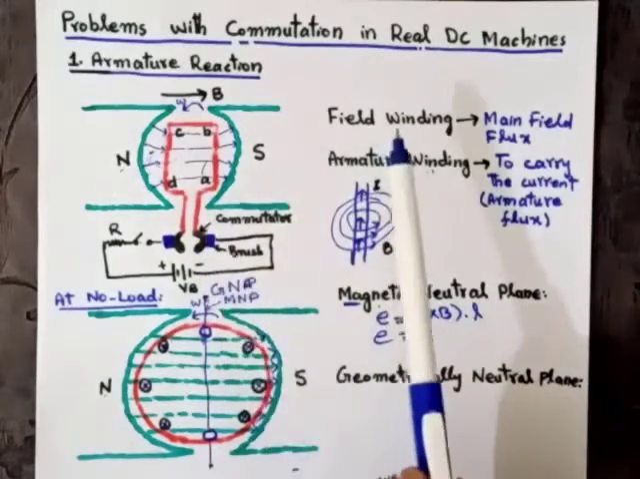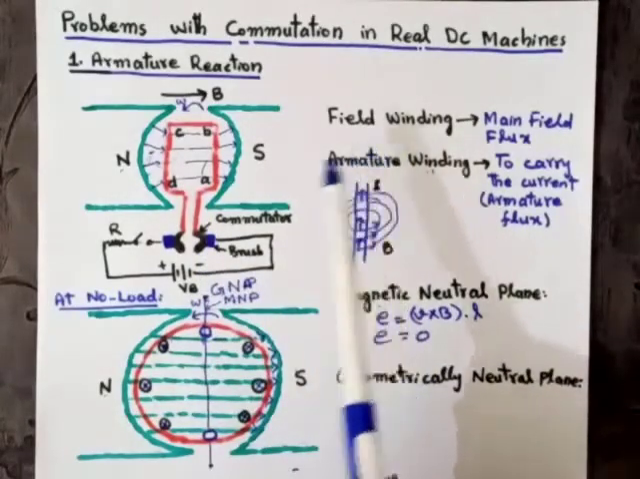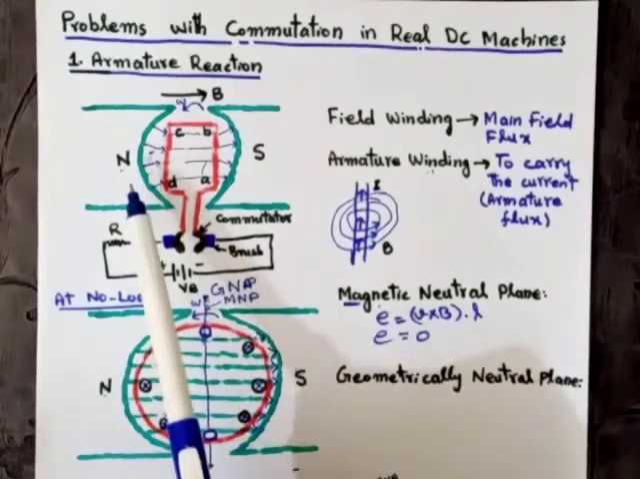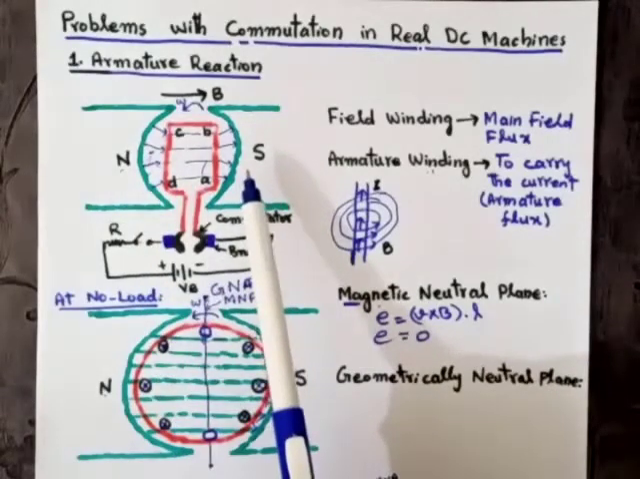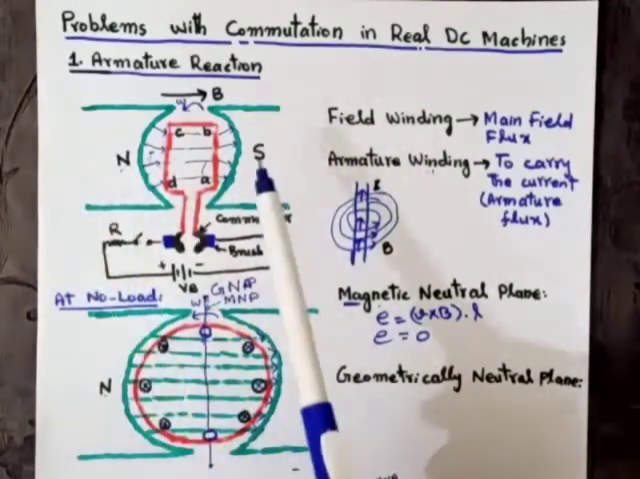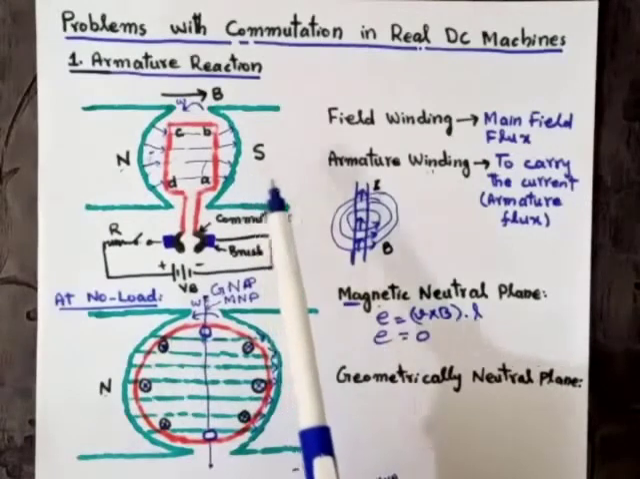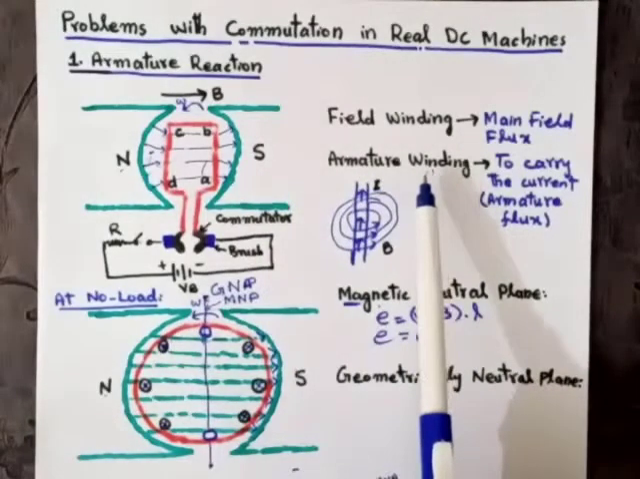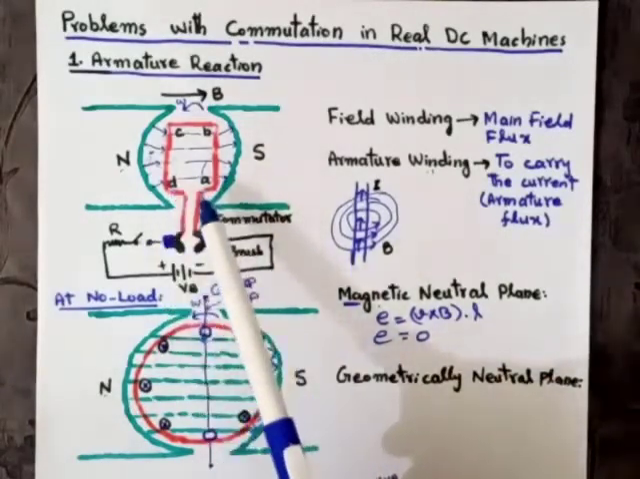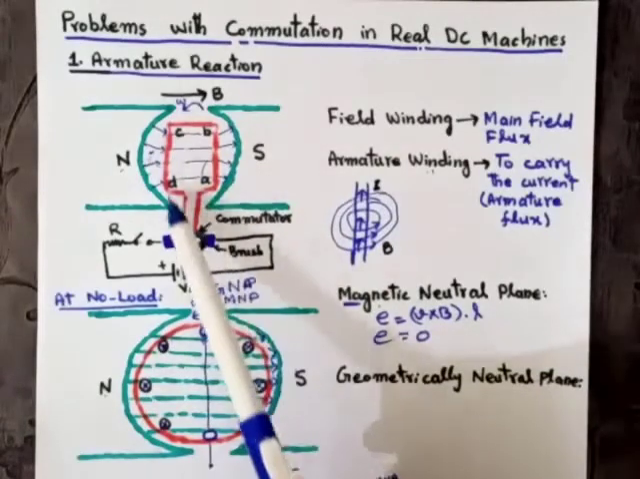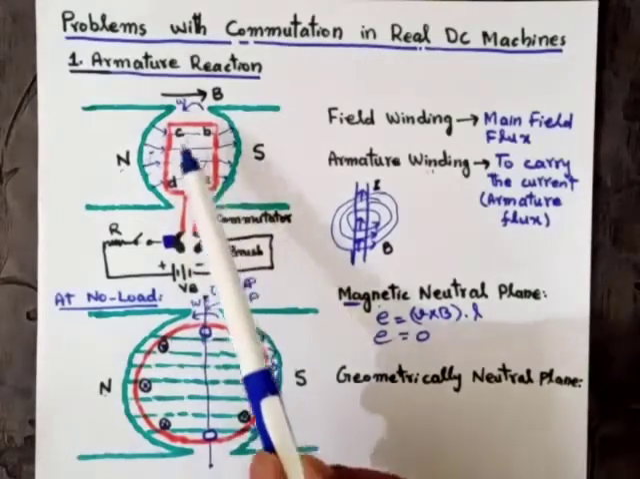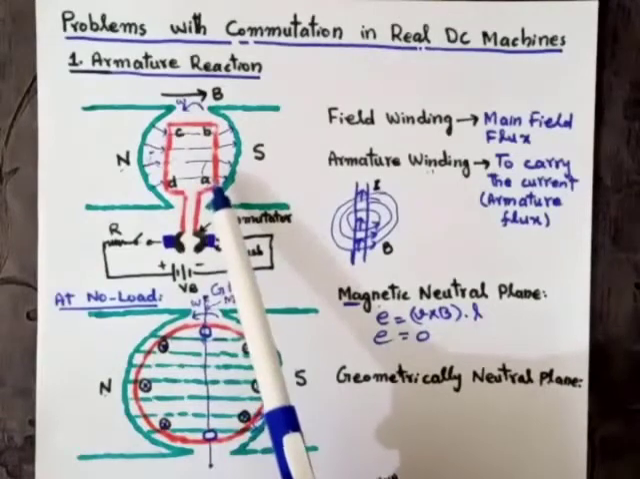So the purpose of the field winding in DC machines is to produce the main flux, that is, to produce the magnetic field from north to south. The field winding is used to produce the main field in the machine from north to south. And the purpose of the armature winding is to carry the current, but not to produce the flux. As you can see in this figure, this is the armature winding. Its purpose is to carry the current inside the coil, but not to produce the flux.